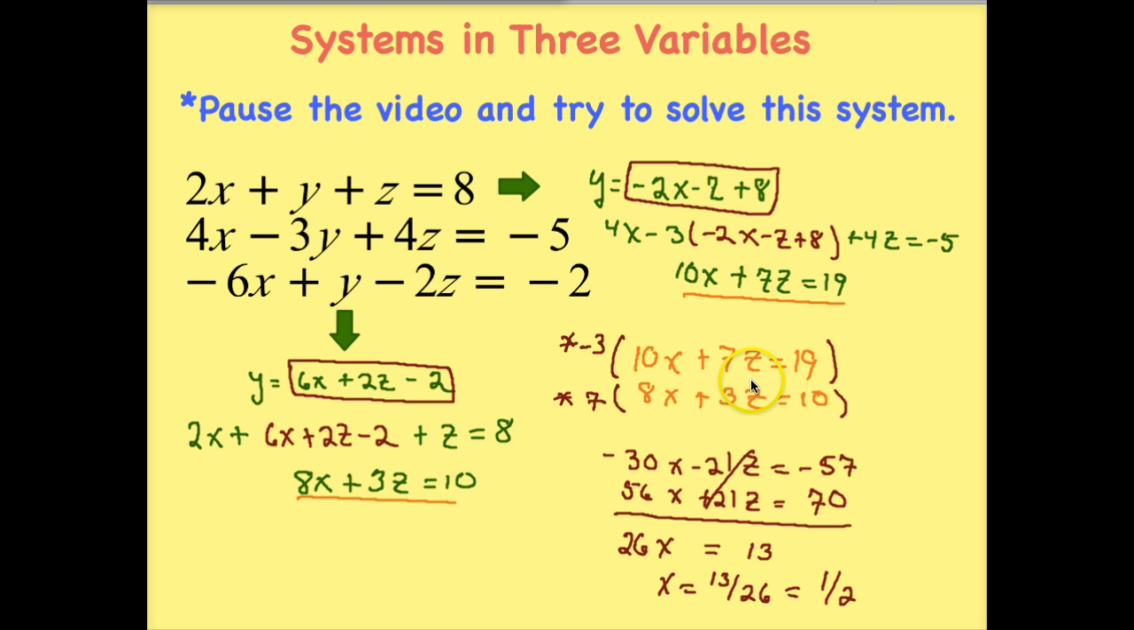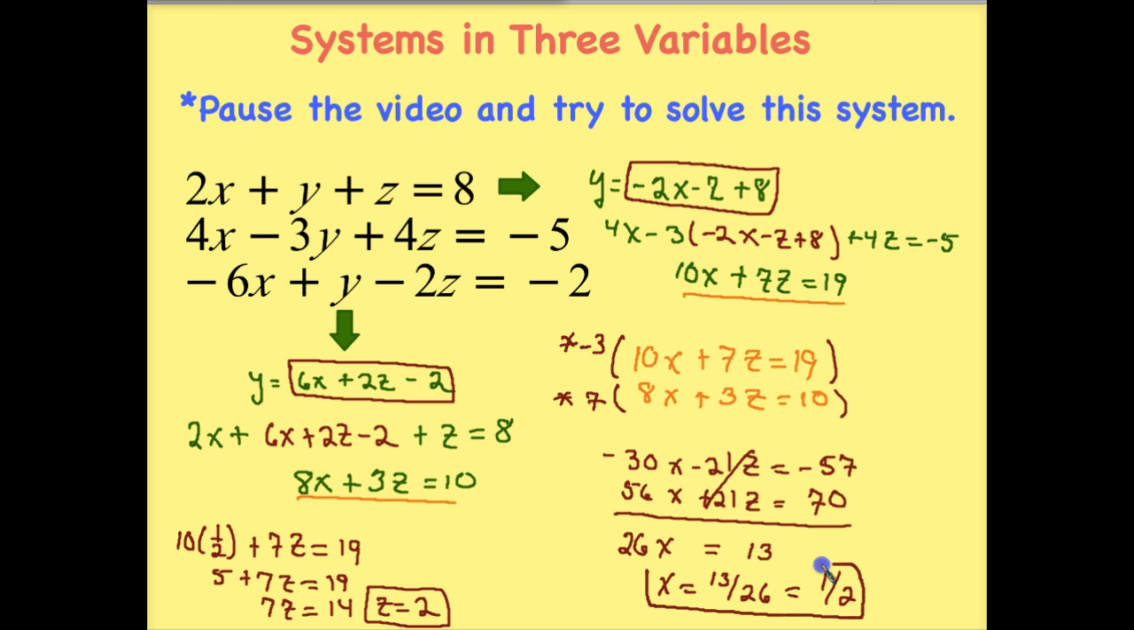I'll use one of these equations to find z next. So perhaps I'll use 10x plus 7z equals 19. In order to do that, I'll take 10 and I'll plug in the 1/2 that we just found for x, plus 7z equals 19. Well, 10 times 1/2 is 5. And then if I subtract 5 from 19, I get 14. So then it determined that z would be 2. So now I know that z is 2, that x is 1/2.